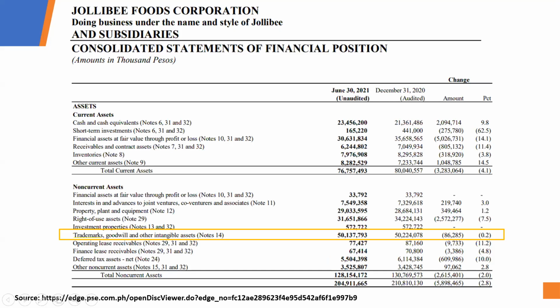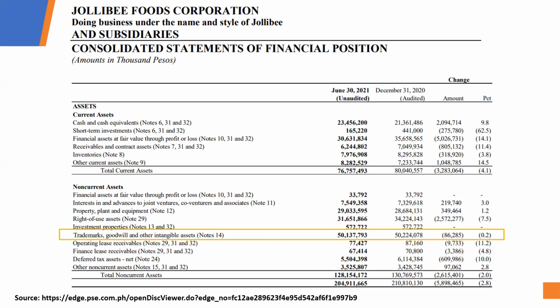So Jollibee, this is a financial statement of Jollibee that I got from the stock exchange. If you look at it, you'll see the value of trademarks, goodwill, and other intangible assets. Then there's Note 14, highlighted. So the value is around 50 billion. That is in billions, because if you look, the amount is in thousands. It's indicated there, amounts in thousands of pesos, right?